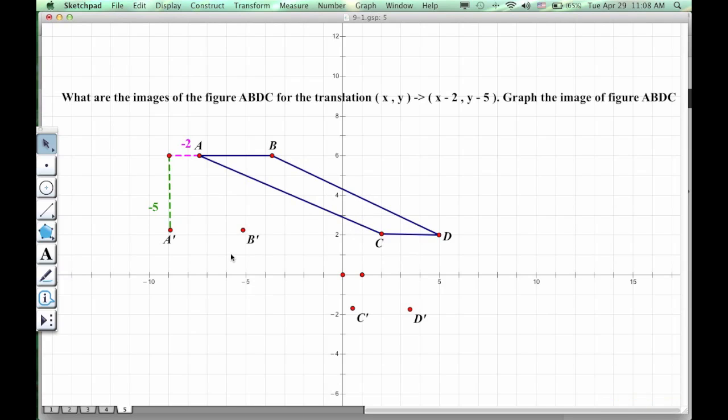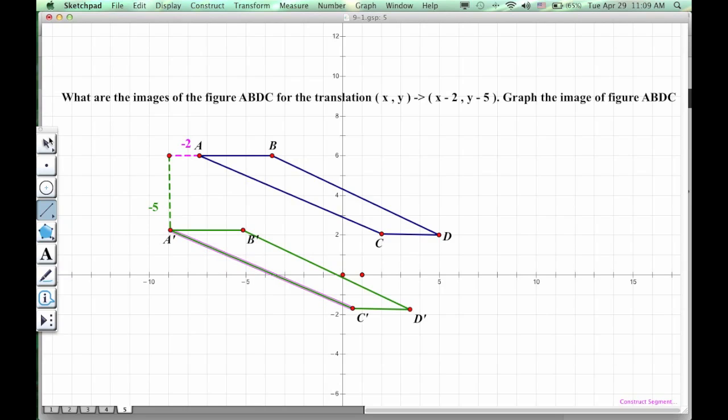So you have to connect all the points. A with B, B with C, D. Yeah, so we did the points for you.